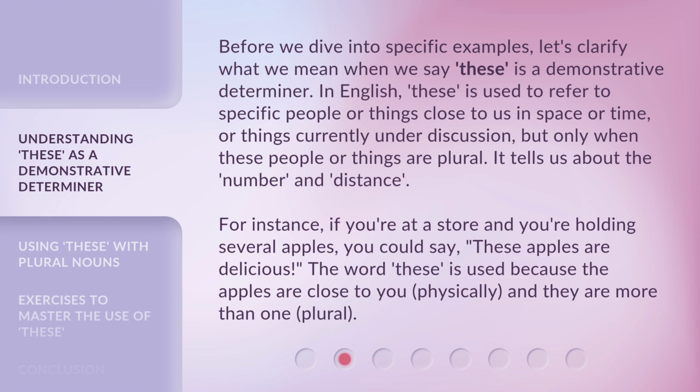Before we dive into specific examples, let's clarify what we mean when we say these is a demonstrative determiner. In English, these is used to refer to specific people or things close to us in space or time, or things currently under discussion, but only when these people or things are plural. It tells us about the number and distance. For instance, if you're at a store and you're holding several apples, you could say, "These apples are delicious." The word these is used because the apples are close to you, physically, and they are more than one, plural.